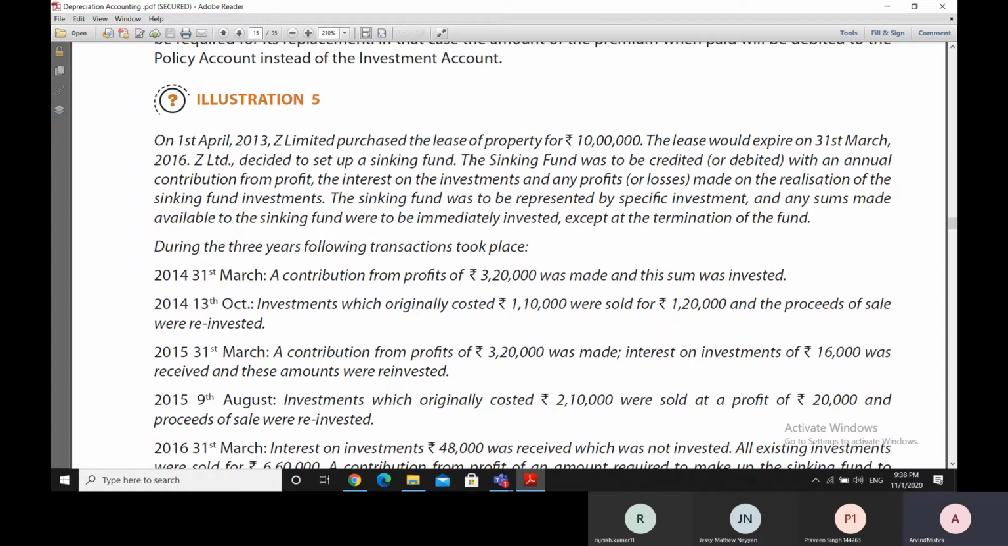Now the sinking fund, it was decided that it will be represented by a specific investment, and any sums made available to the sinking fund were to be immediately invested in that specific investment. So whatever amount is credited to the sinking fund account would be invested on a continuous basis. An equivalent amount will be invested in a specific investment, except at the termination of the fund, because at the termination of the fund, we don't need any specific investment.